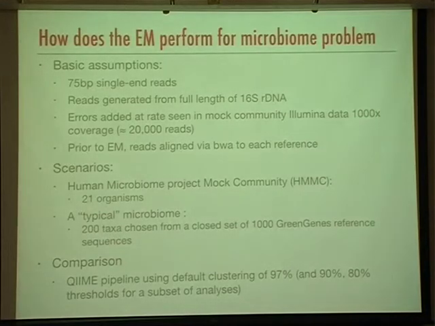So we might imagine there are 1,000 possible taxa you might see in the gut, but only 200 might be in one particular sample. And so we're going to be interested in estimating the frequency of those 1,000 and hopefully seeing only non-trivial frequencies at the 200. And we're going to compare ourselves to the QIIME pipeline, which is a very well-used pipeline in this arena of work, using the default clustering level of 97% sequence similarity, although we'll also play with some other sequence similarities to see how they do.